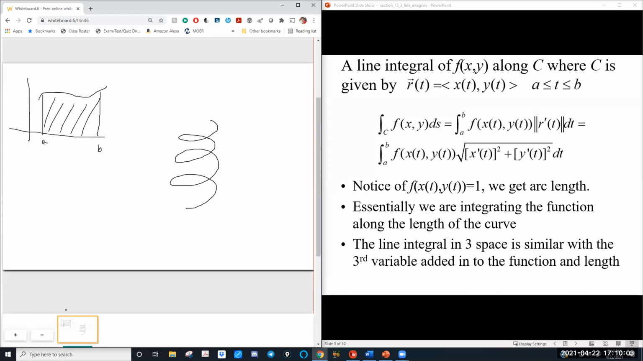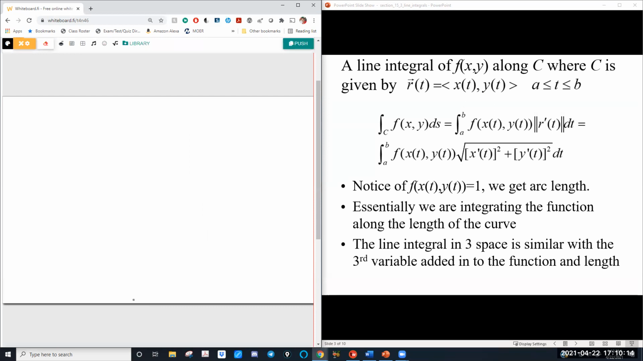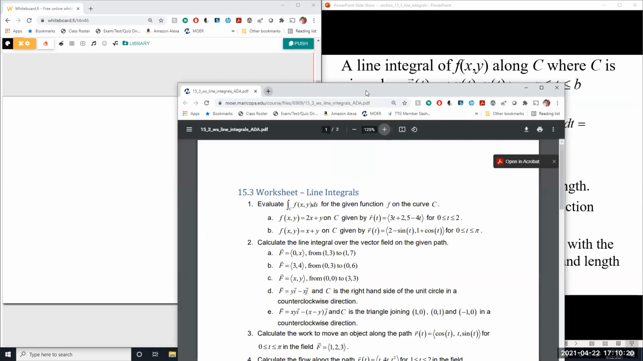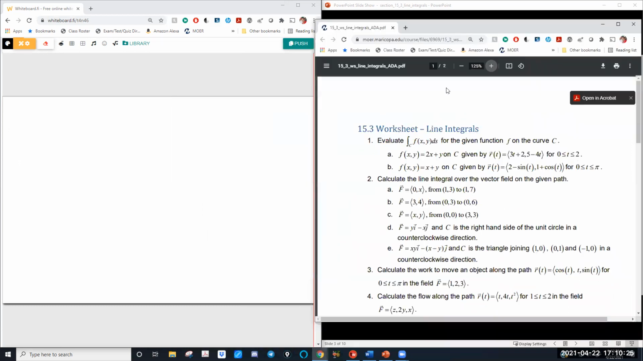So that's a line integral of a function, and that's what it does. So let's look at an example of what this looks like. And like I said, guys, if you have any questions, feel free to ask. We're going to do one from the worksheet. So let me bring that over. I'm going to do number 1, and I'm just going to bring it over here just so I can write down the problem. We're going to do 1A. You guys are going to do 1B.